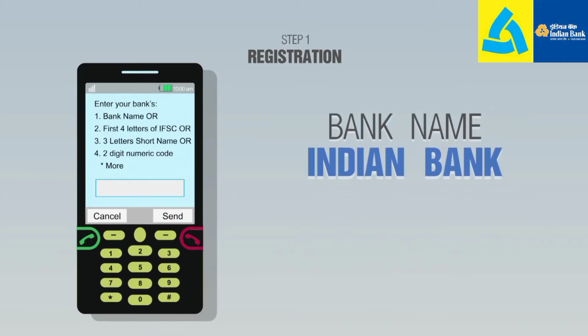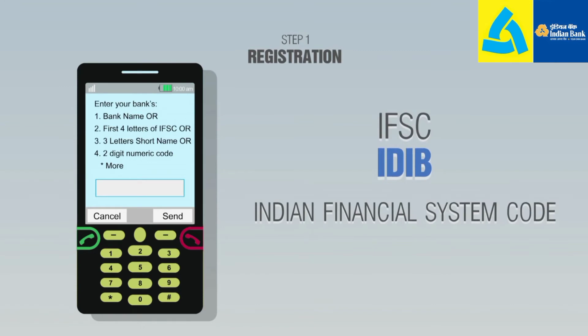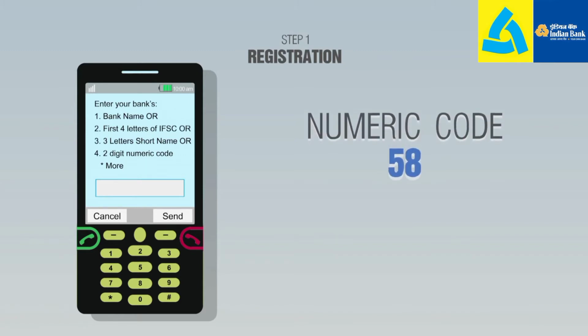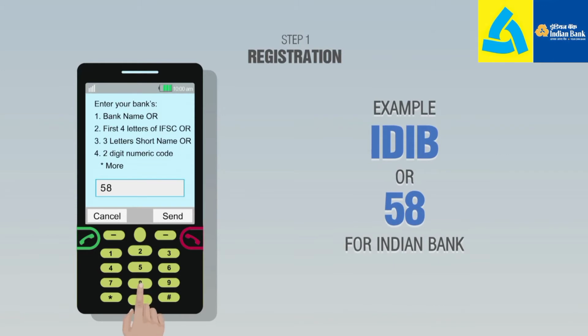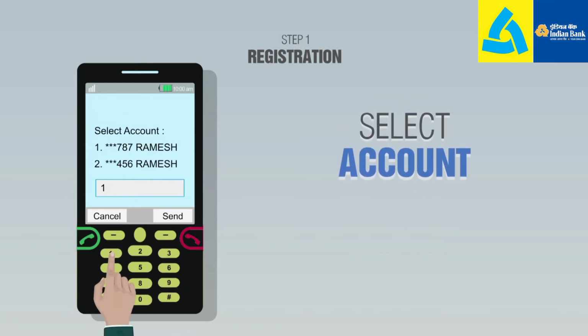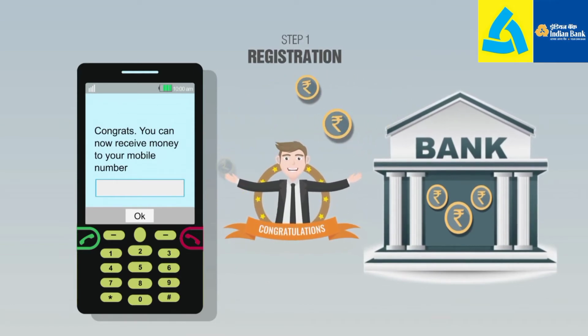Enter on your mobile screen the bank's name, or the first 4 letters of IFSC, or the first 3 letters of your bank's short name, or 2-digit bank numeric code, example IDIB or 58. After pressing the send button, linked account numbers will be displayed to choose a preferred option from. Now your registration is complete and you can receive money to your mobile number.